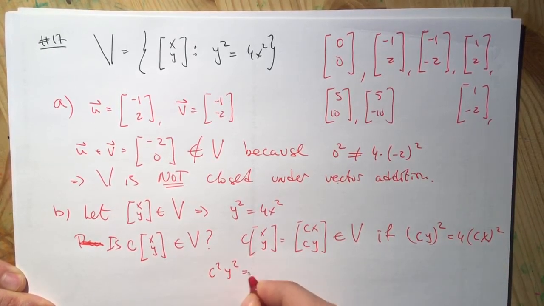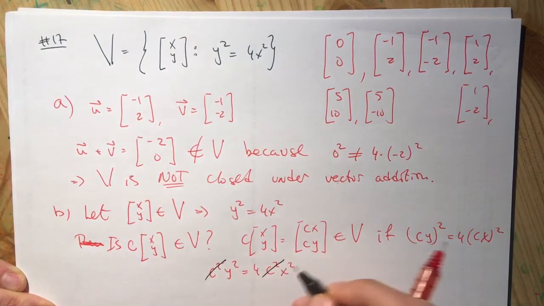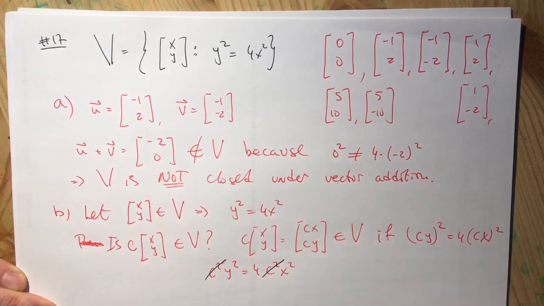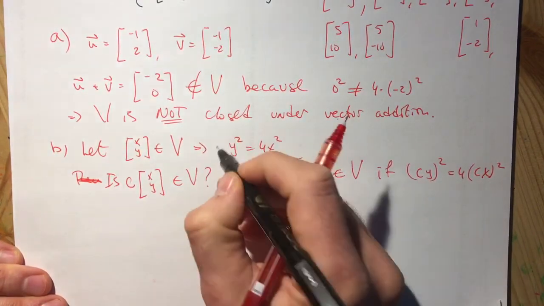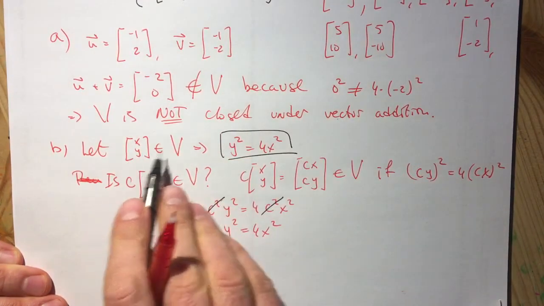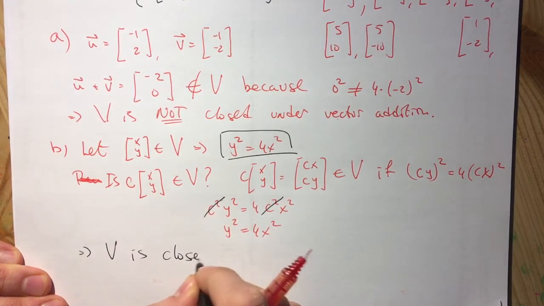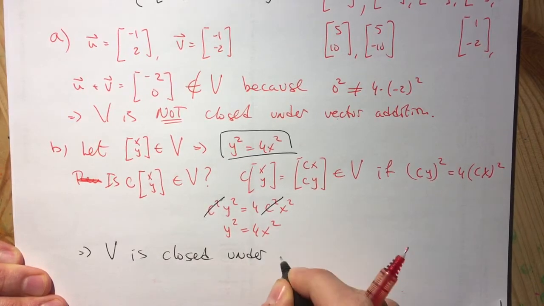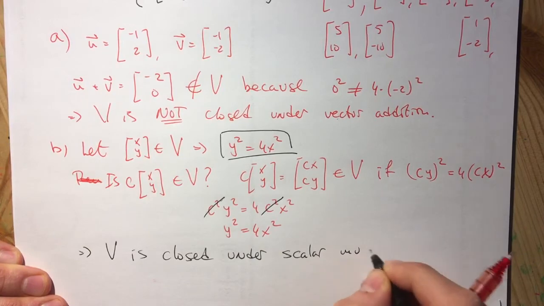C squared y squared is equal to 4 times C squared x squared. C is any non-zero scalar, and if it was 0, this would have been satisfied also. We're left with y squared is equal to 4x squared, but y squared is equal to 4x squared indeed. Why? Because xy is already in V. So hence V is closed under scalar multiplication.